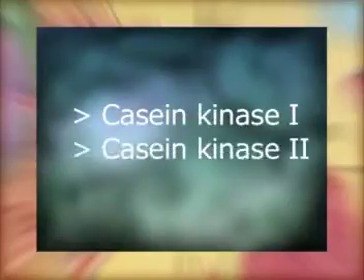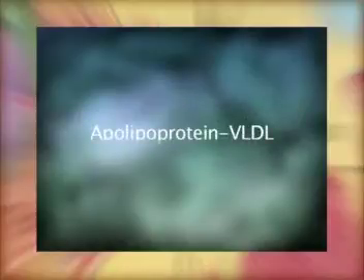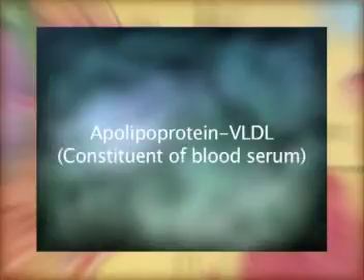The phosphorylation of molecules requires that ATP is imported into the lumen of the Golgi and then utilized by resident kinases such as casein kinase 1 and casein kinase 2. One molecule that is phosphorylated in the Golgi is apolipoprotein, which forms a molecule known as VLDL, that is a constituent of blood serum. It is thought that phosphorylation of these molecules is important to help aid in their sorting for secretion into the blood serum.